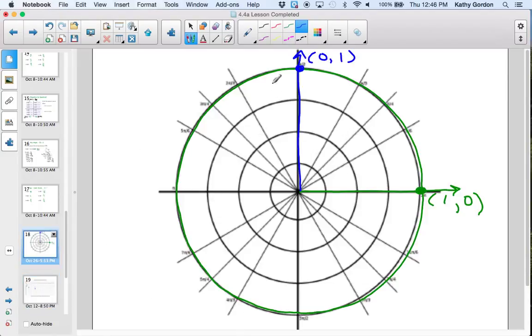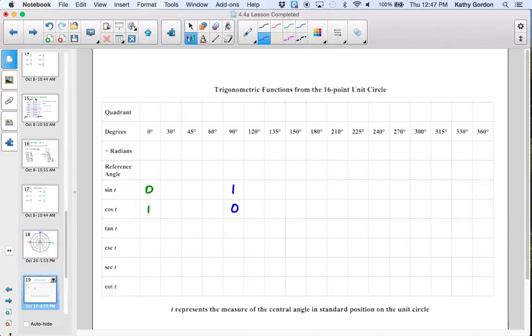Okay, we keep rotating, and now we're over here at 180 degrees. So now the point's right here. What is the ordered pair of that point? What is it? -1, 0. So the sine of 180 is 0. The cosine of 180 is -1. So fill those in: 180, 0, -1.